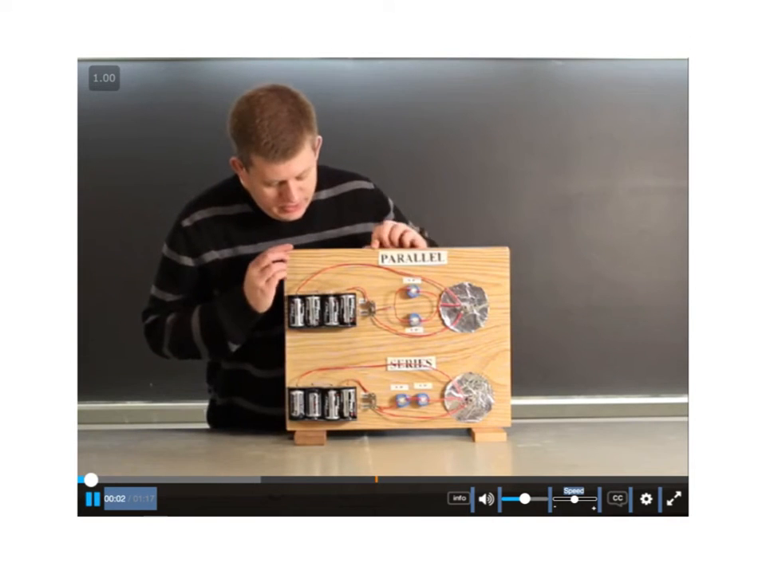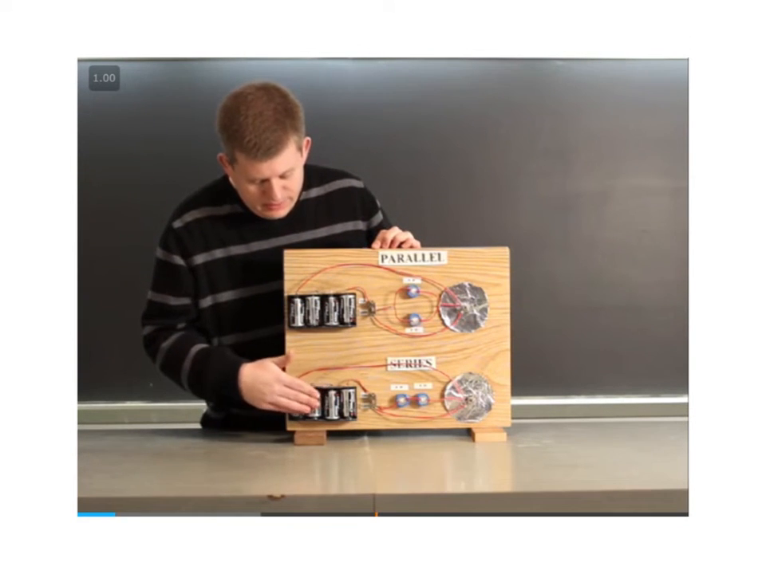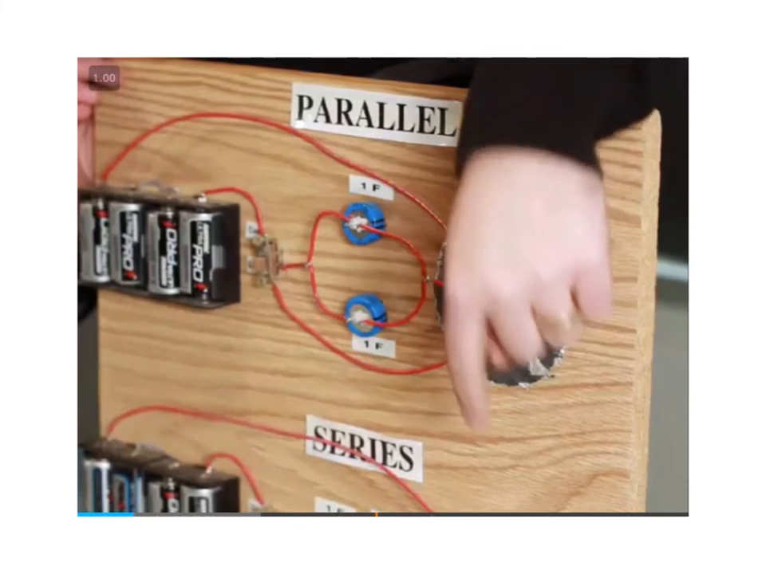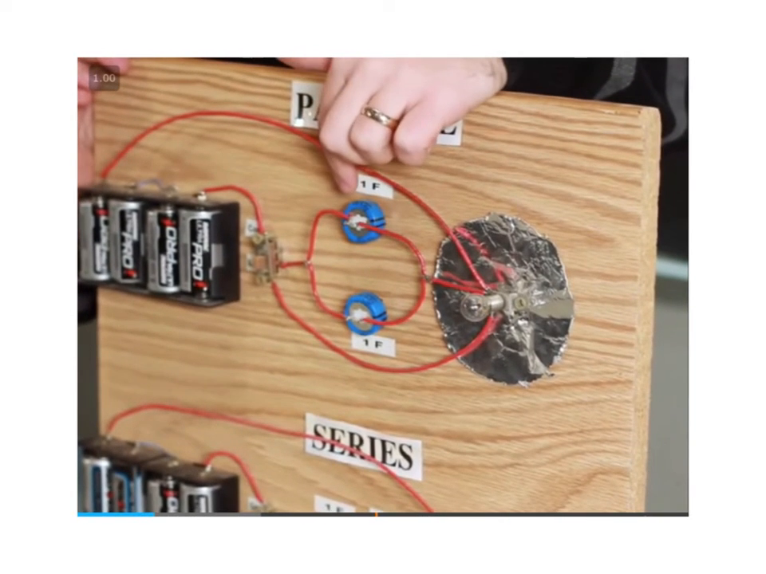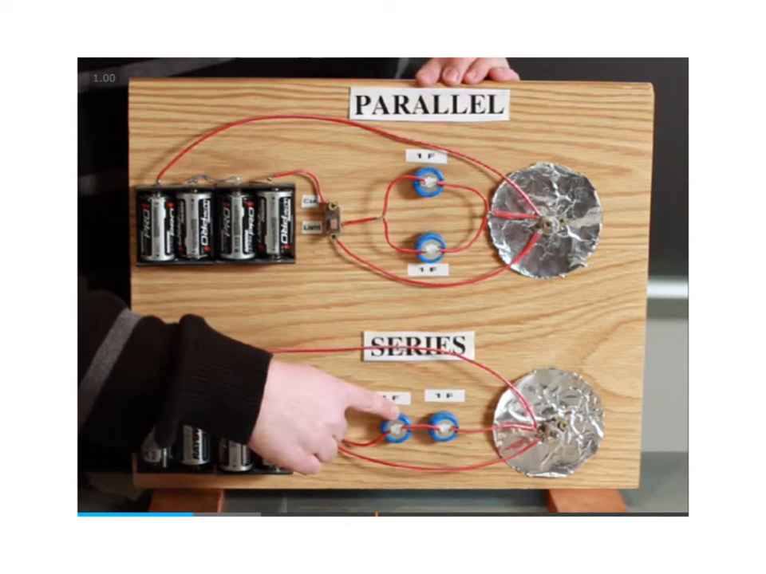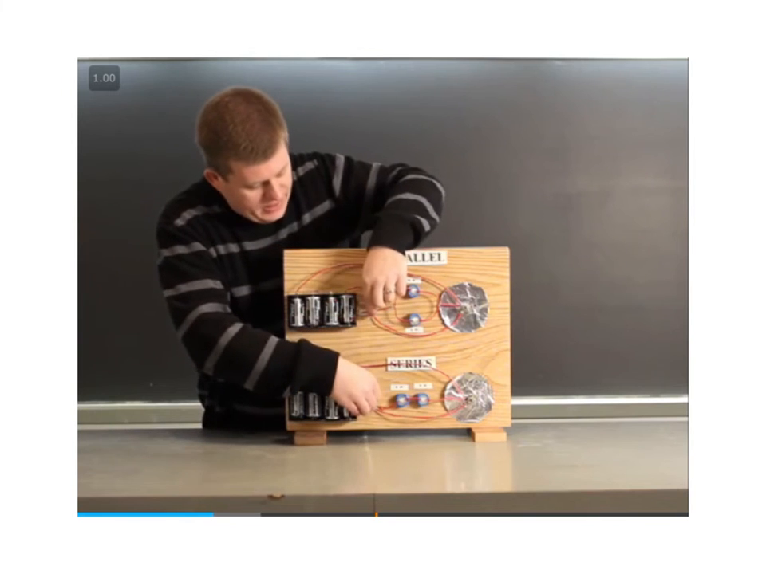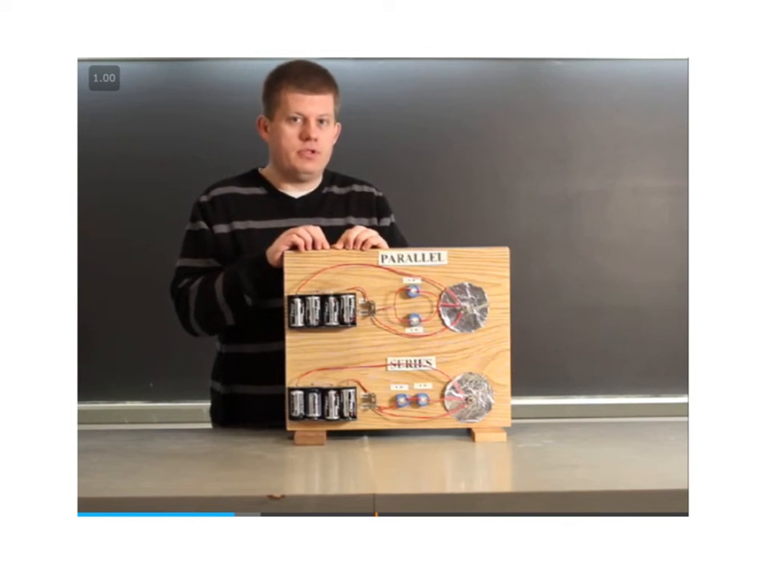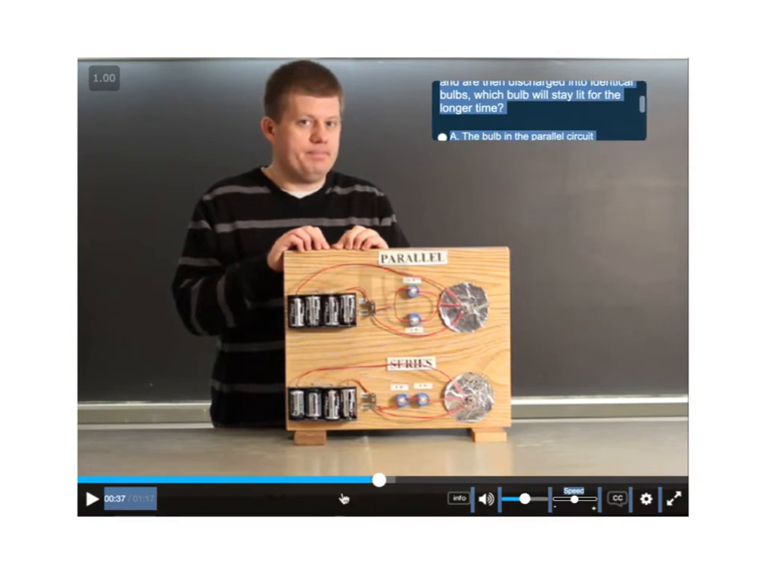Demonstration: I have two circuits. Both have identical batteries, 6 volts. Both have identical light bulbs, and both have two capacitors in each. The top circuit, the capacitors are in parallel. With the bottom circuit, the capacitors are in series. Now if I move these switches, this will charge both capacitors at the same time. The question is, when I discharge the capacitors into the light bulbs, what will happen? Will the light bulb in the parallel circuit light longer? Will the light bulb in the series circuit light longer? Or will they both be lit for the same amount of time?